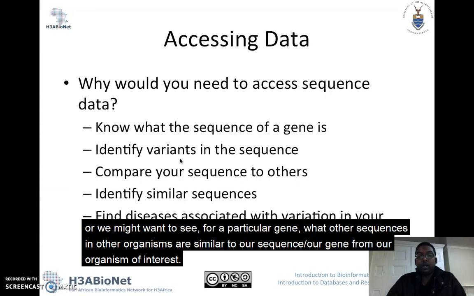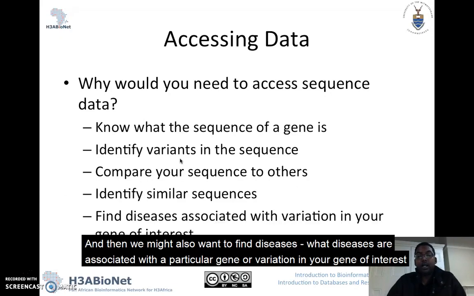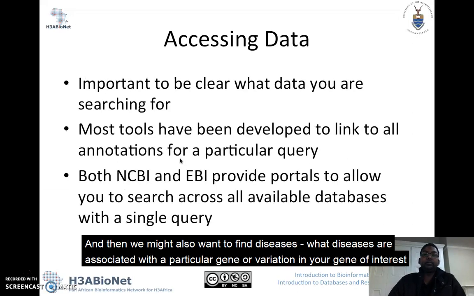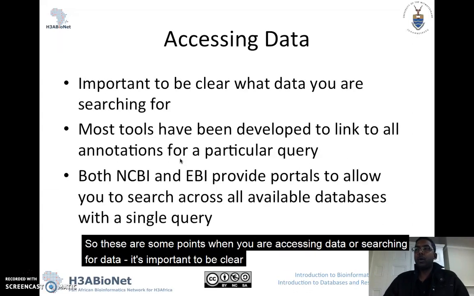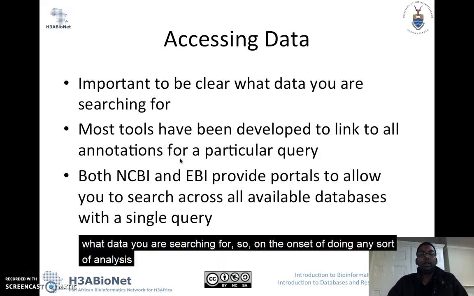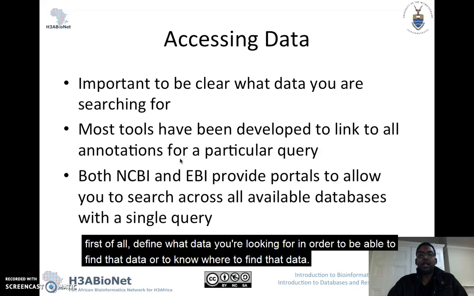organism of interest. And then we might also want to find what diseases are associated with a particular gene or variation in your gene of interest. So these are some points when you are accessing data or searching for data. It's important to be clear what data you are searching for. So at the onset of doing any sort of analysis, first of all, define what data you're looking for in order to be able to find that data or to know where to find that data.